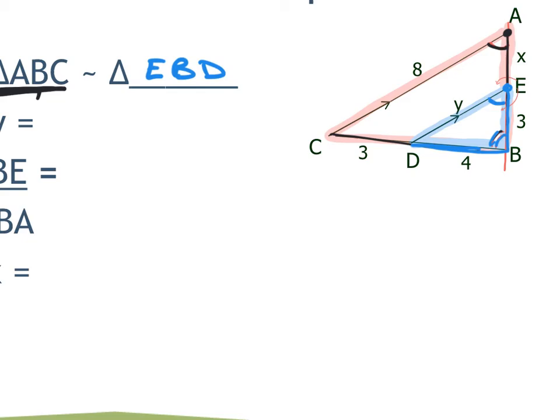Okay, let's find the scale factor. How do we find the scale factor? We have to find sides that we know. For the big triangle, the base CB is 3 plus 4, which is 7. And the little triangle's DB is 4, which matches up with the little one.